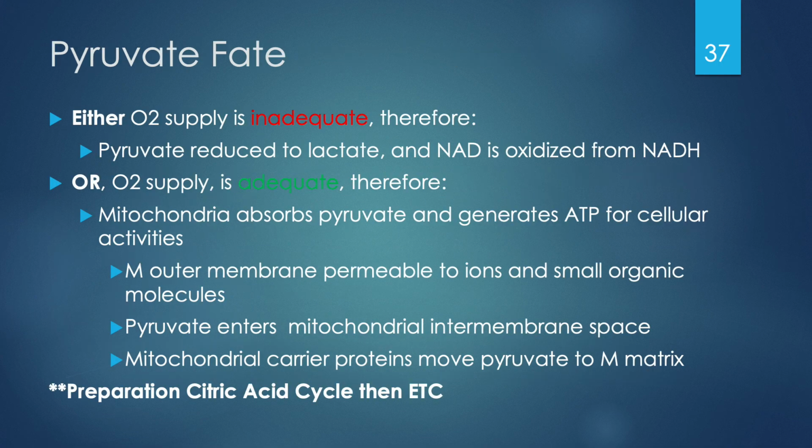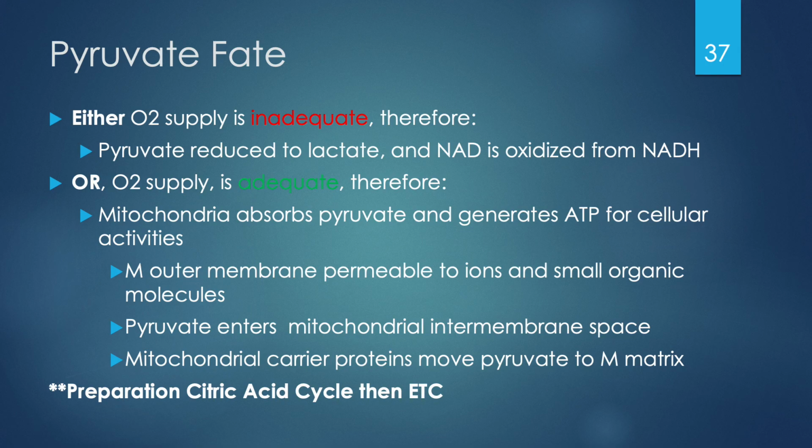So understanding that, in summary, glycolysis is 1 glucose molecule converting to 2 pyruvates and 2 ATPs, we understand that the 2 ATPs are energy units, but what happens with the 2 pyruvates? Well, either the oxygen supply is going to be inadequate, and therefore the pyruvate will be reduced to lactate, and the NAD will be oxidized from the NADH. Now, just remember, reduced and oxidized, OIL RIG: oxidation is loss, reduction is gain, right?